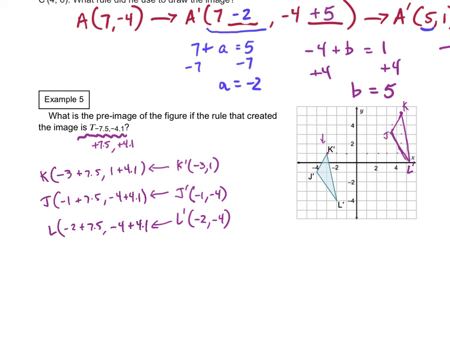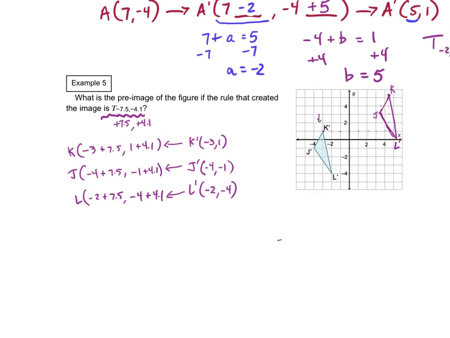Oops, I got these two mixed up right here. I got those backwards, my bad. That's what I get for working backwards. J prime is going to be (-4, -1), so I have -1 plus 4.1, and then I have -4 plus 7.5.